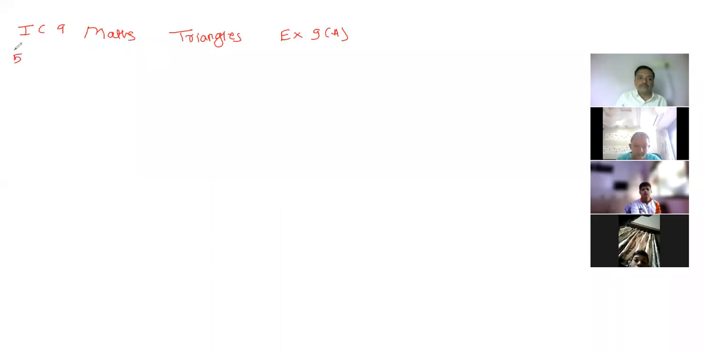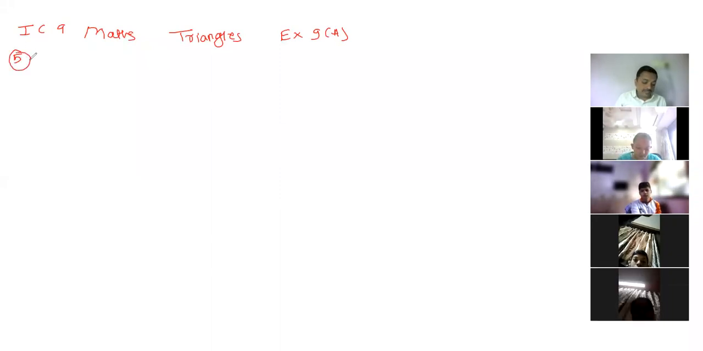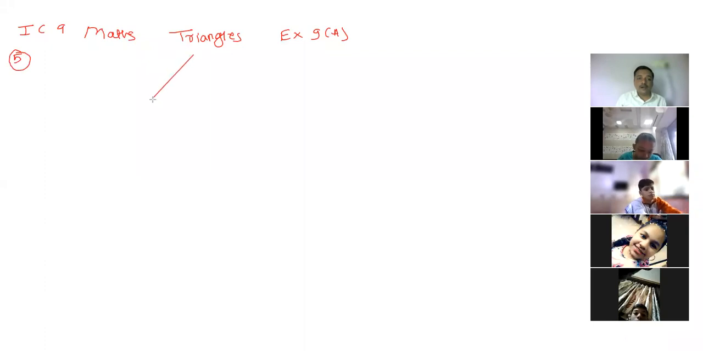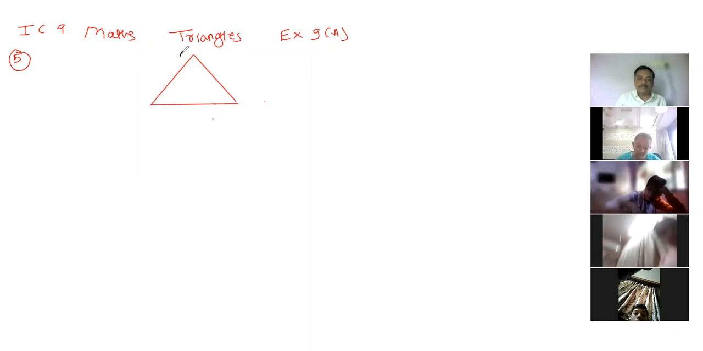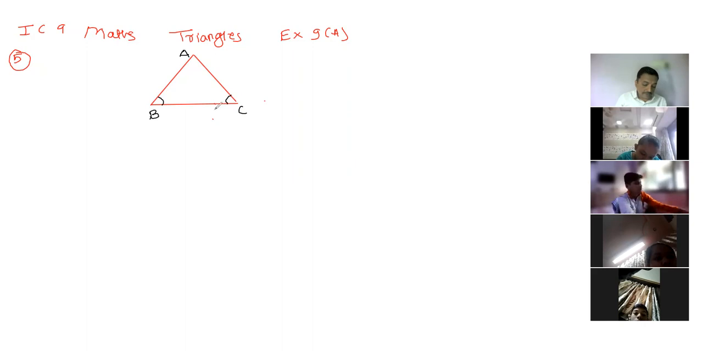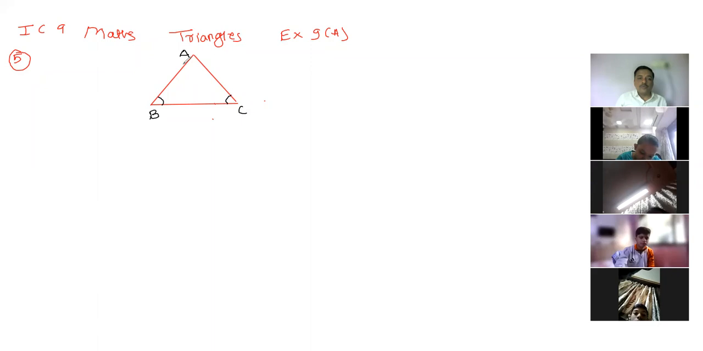In question number 5, it is given that in a triangle ABC, angle B is equal to angle C. A triangle is given, triangle ABC. In triangle ABC, angle B and angle C are equal. And we have to prove a lot of things.